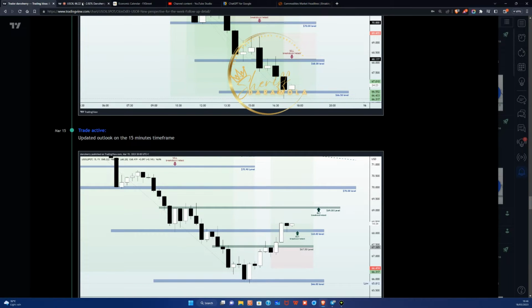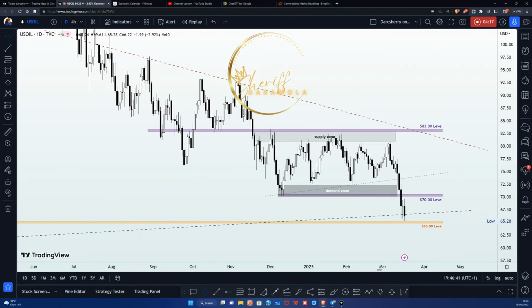So, with that being said, let's dive into the current market structure and anticipate what to look out for in this market as we get prepared for the new week.